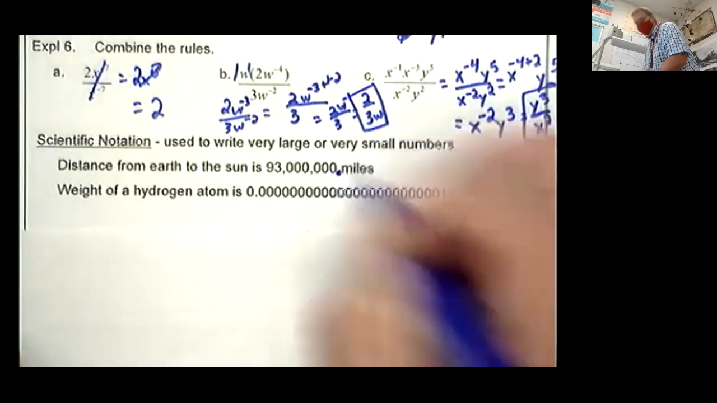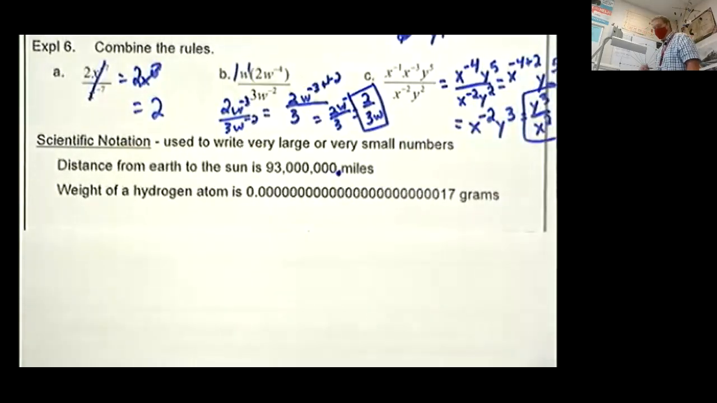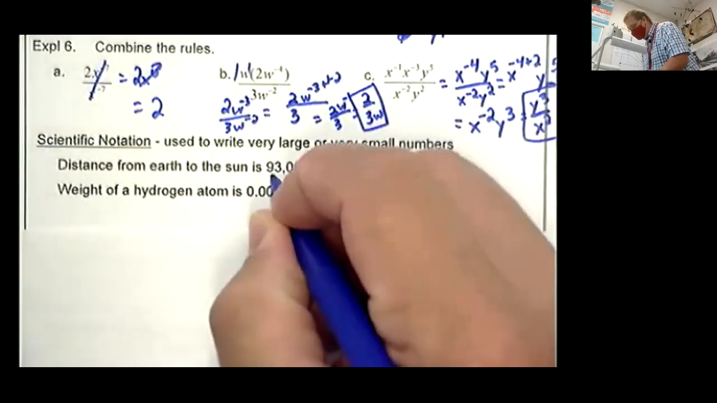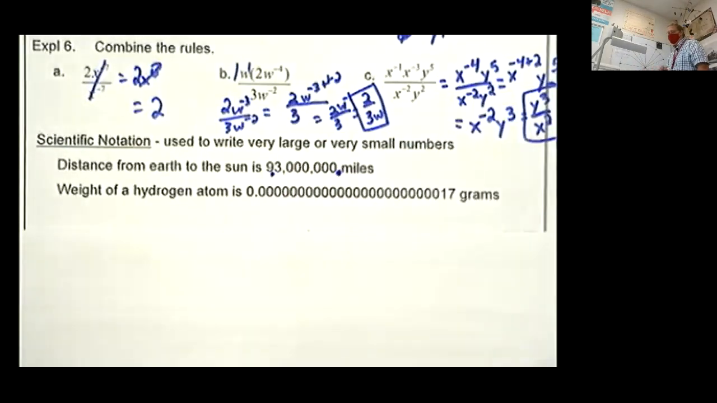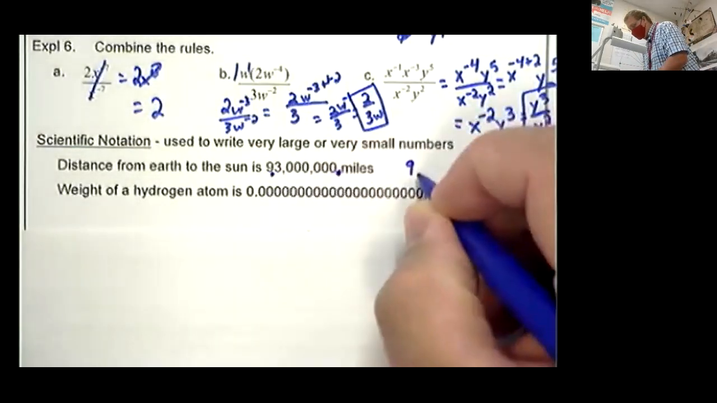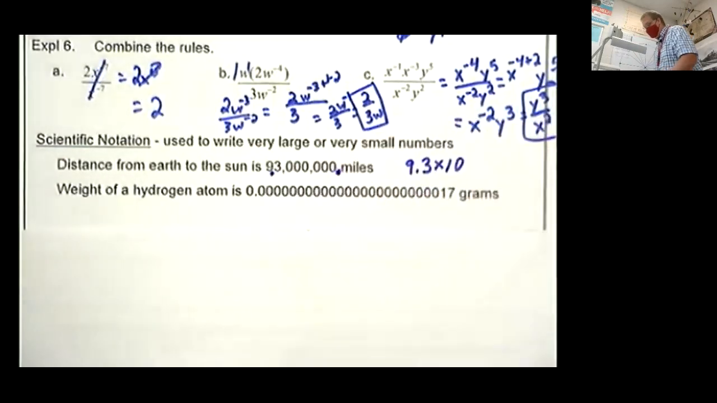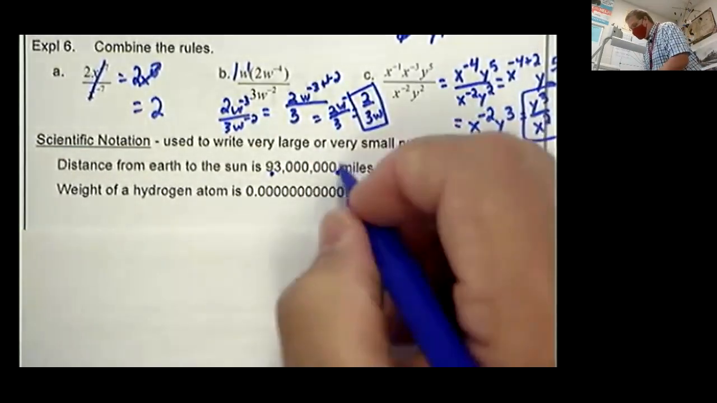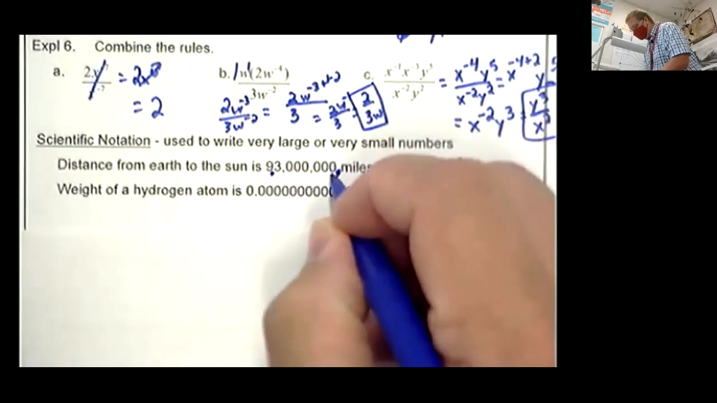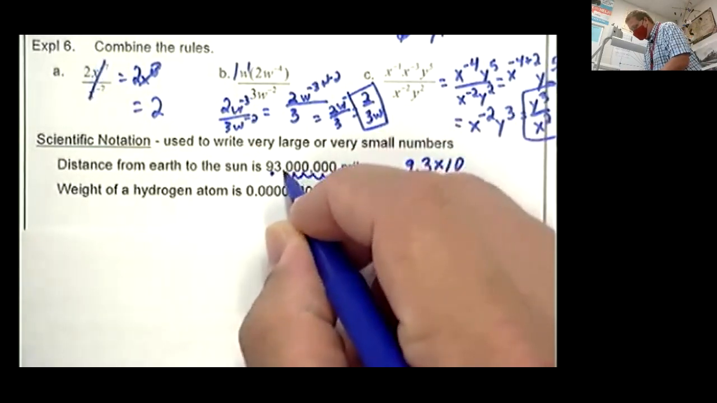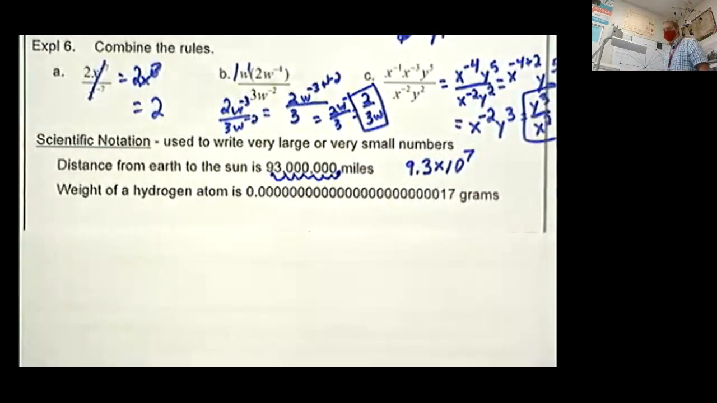We're going to start with where our decimal point should be, and we're going to move it to just to the right of the first non-zero digit. That's the 9. And then we need to include all non-zero digits until we get to the zeros. So this becomes 9.3 times 10, and our exponent becomes how many times we move the decimal point. 1, 2, 3, 4, 5, 6, 7. So we moved the decimal point 7 places. So we got 9.3 times 10 to the 7th.